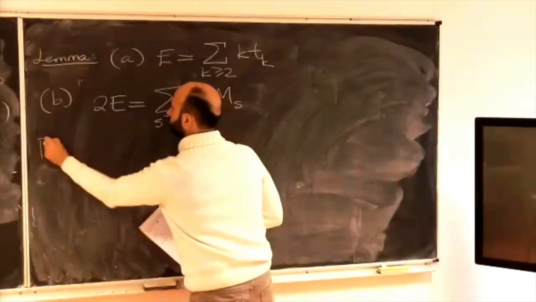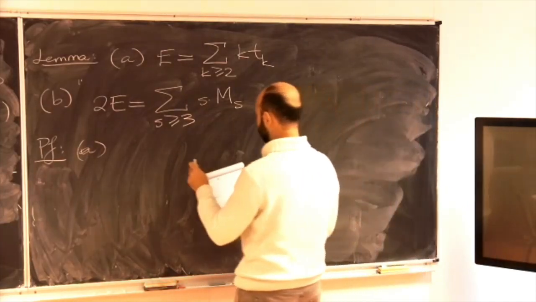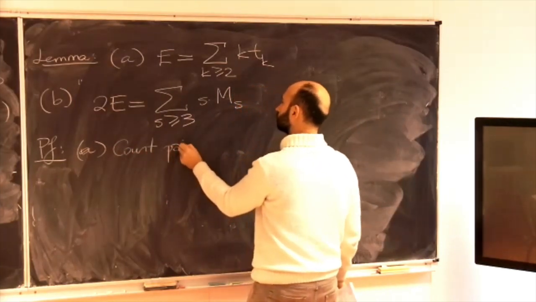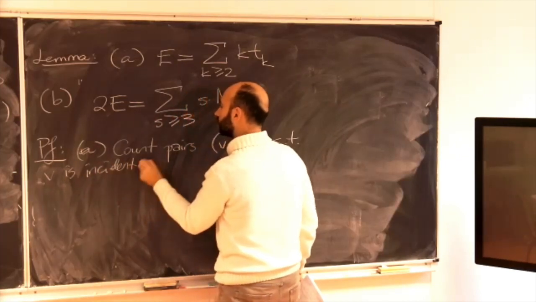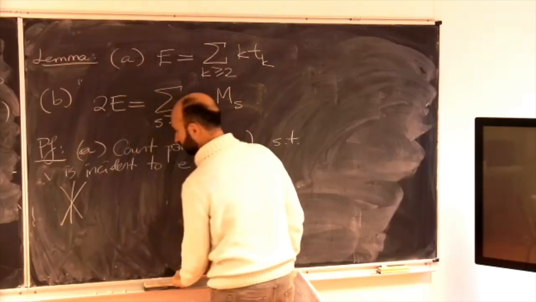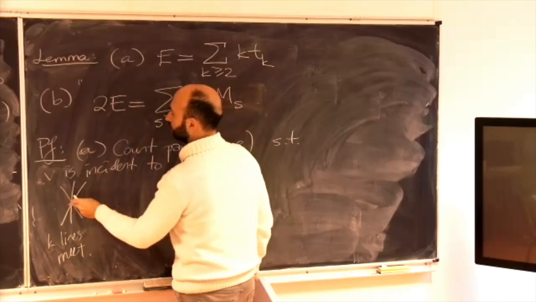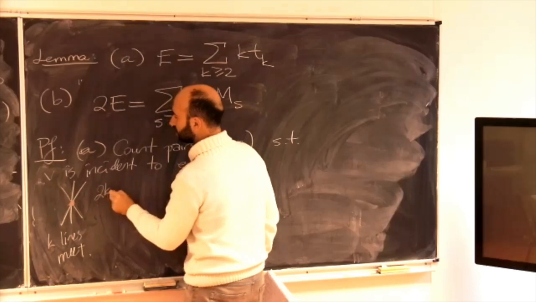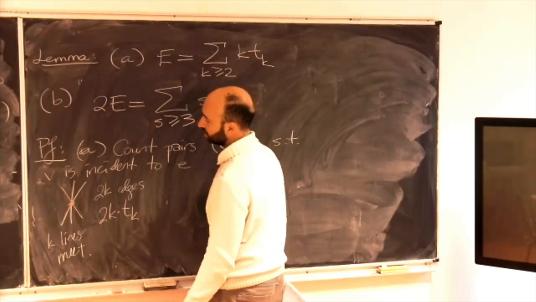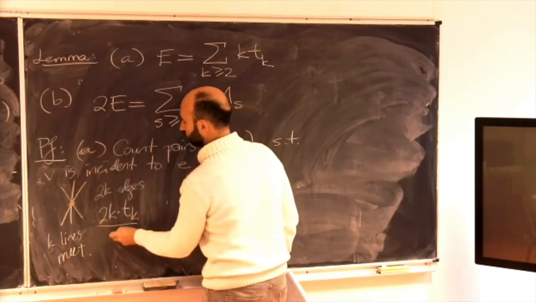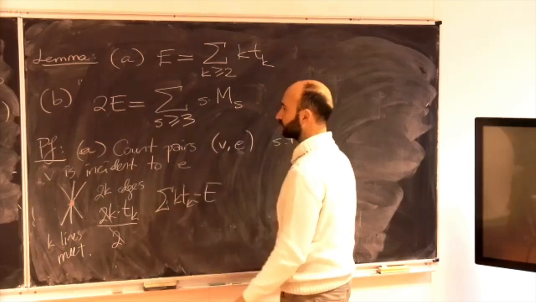OK, both of these you could prove by some counting of pairs. Now, in the first one, count the vertex-edge pairs, V and E, such that V is incident to E. Well, if you have k lines meeting here, there will be 2k edges for something like that. So you expect to get 2k times tk from such things, but each edge is counted twice because there's another end to that edge, so you have to divide by 2. So if you add these all up, you get the number of edges. That's the proof of part A.